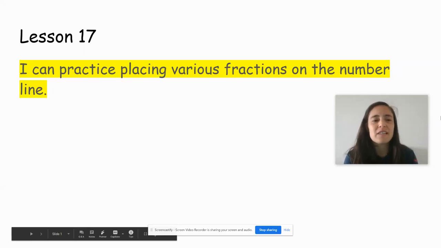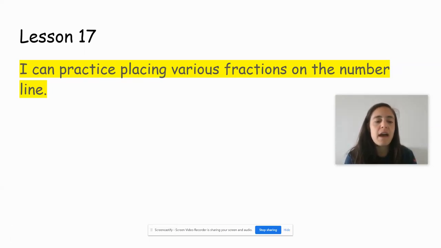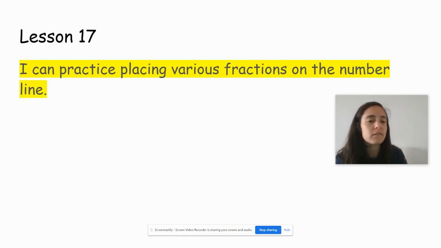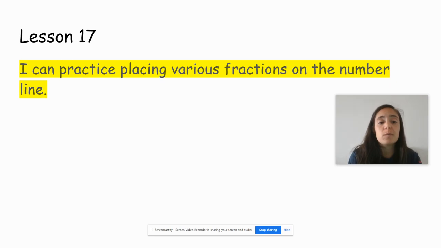Friends, Miss A here. Today we are going to talk about our math module lesson 17. So module 5, lesson 17. And what we're going to do is practice placing various fractions on our number line.